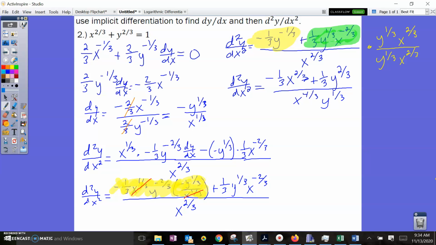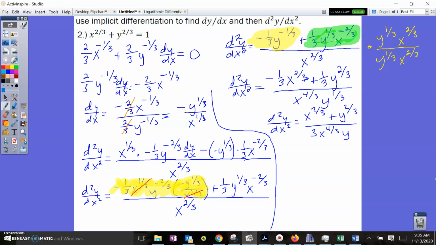Now, a couple other things I want to do here. First off, since I have 1/3 as the coefficient for both terms in the numerator, I can factor that 1/3 out in front. And when I have 1/3 in the numerator, it's just like having 3 in the denominator. So I can go ahead and move 3 down into the denominator and get rid of that 1/3 in the initial numerator.